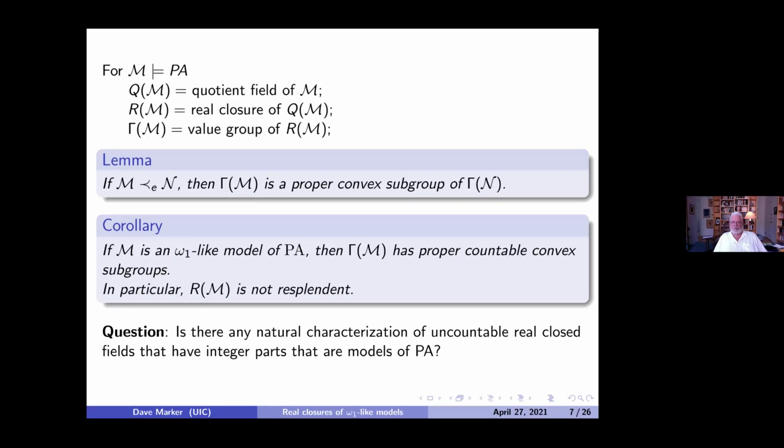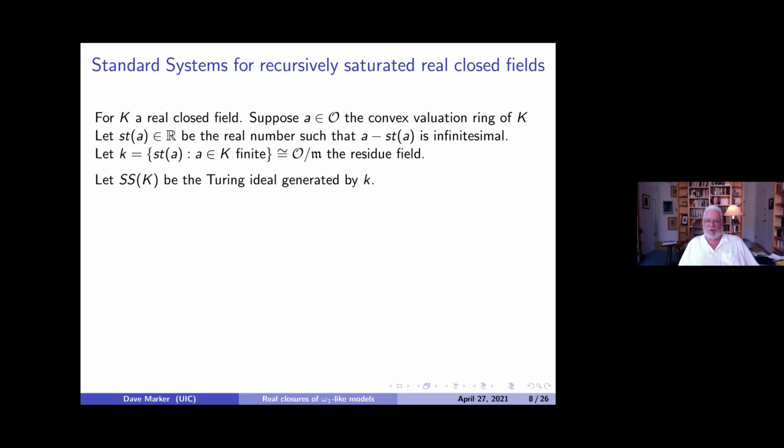Okay, so I'm going to move on to a slightly different question. Just like in arithmetic, there's a notion of standard system for any real closed field, but in particular, I want to look at recursively saturated ones. Let K be a real closed field, and take an element in O. So think of O as sort of the finite parts of the real closed field, the things that are close to real numbers. So any element of O has a standard part, a real number such that A minus the standard part of A is infinitesimal.